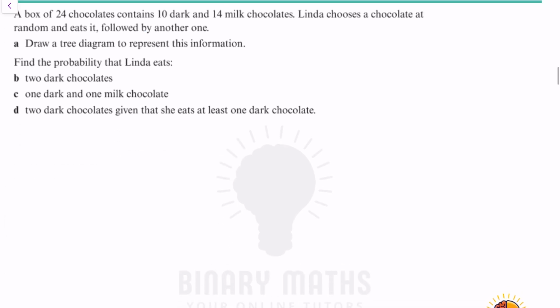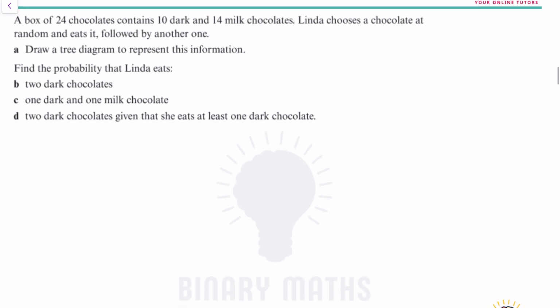Next question. A bag of 24 chocolates contains 10 dark and 14 milk chocolate. Linda chooses a chocolate at random and eats it, followed by another one. So that means we're not replacing it, so it's a conditional probability. The probabilities are going to change. Draw a tree diagram to represent this information.